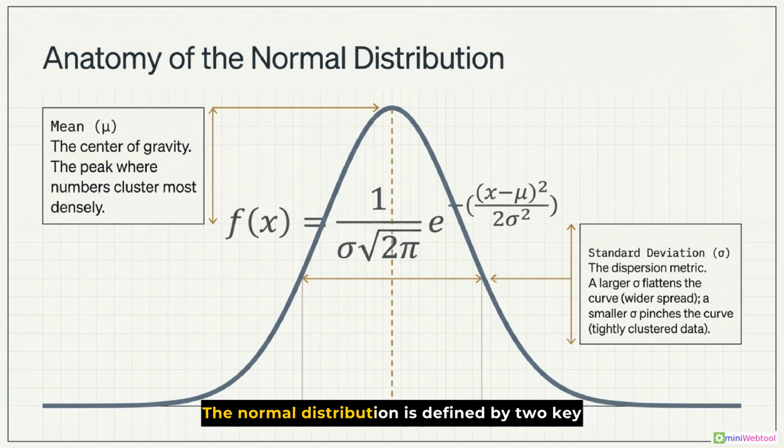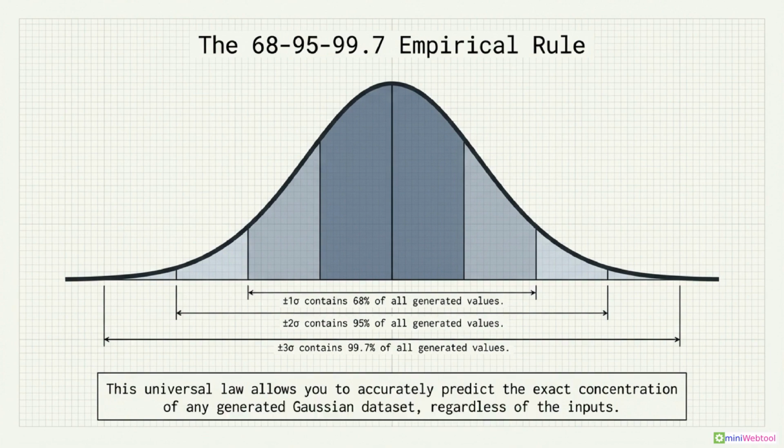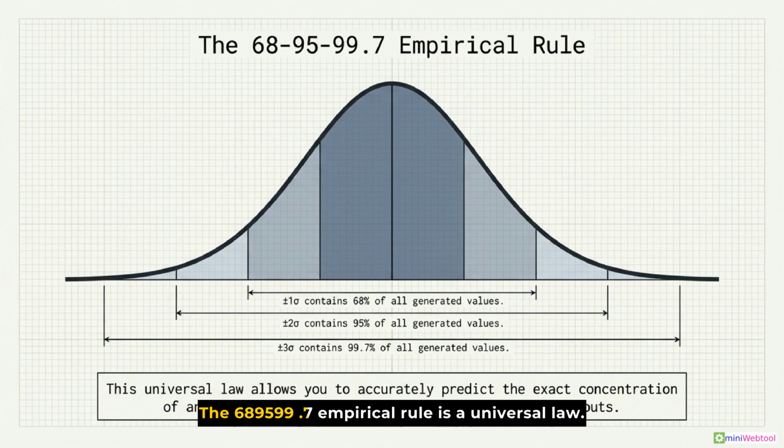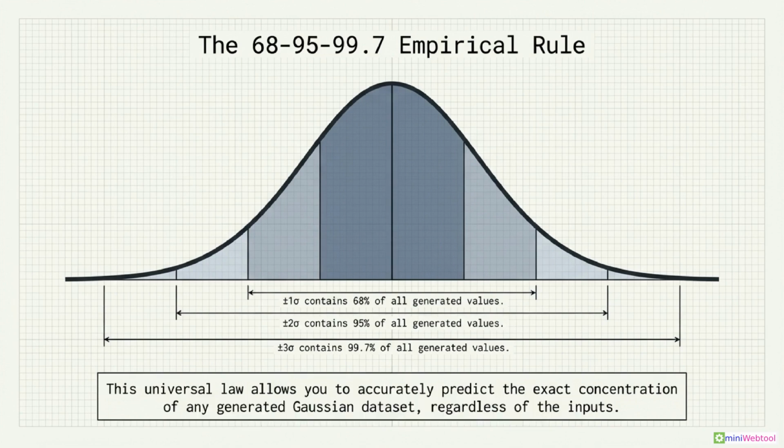The normal distribution is defined by two key parameters: the mean, denoted by mu, which is the center of gravity, and the standard deviation, sigma, which measures data dispersion. The empirical rule is a universal law. It states that 68% of all generated values fall within one standard deviation, 95% within two, and 99.7% within three.